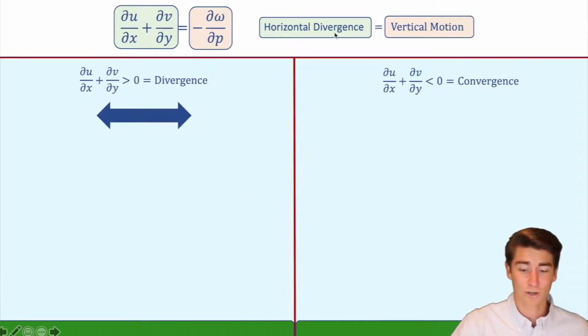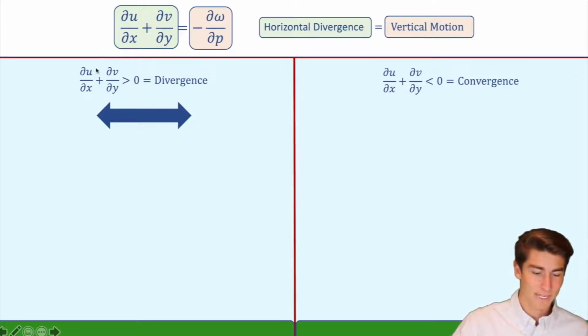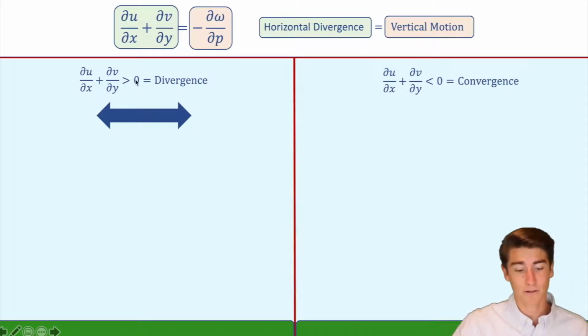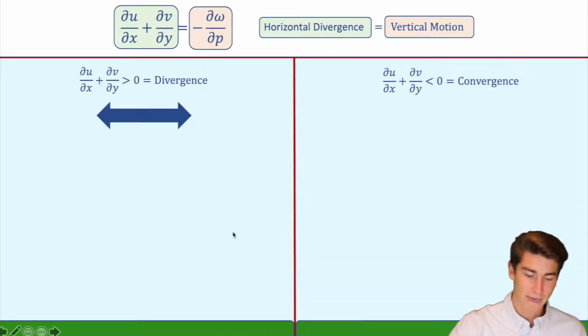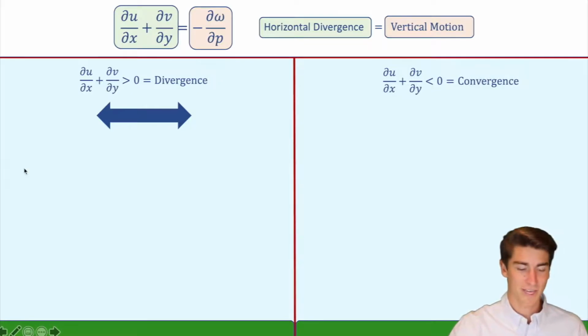So here we have horizontal divergence equals vertical motion. Now, here we have du dx plus dv dy greater than or equal to 0. That probably doesn't mean that much to you yet. So just ignore the v and y term for now; it doesn't matter with regards to this picture. Just think of this as your positive x direction and this as your positive z direction. Really, the big thing is that this is our positive x direction.